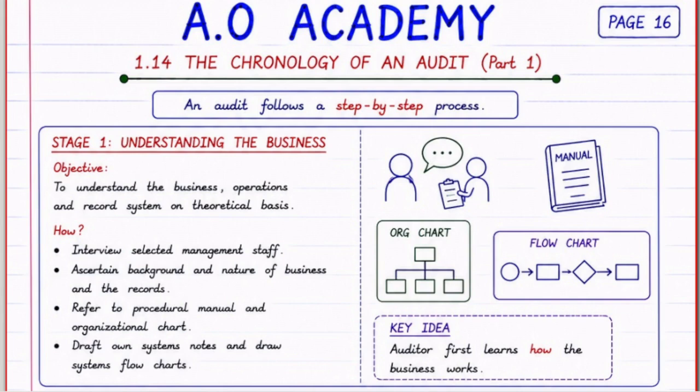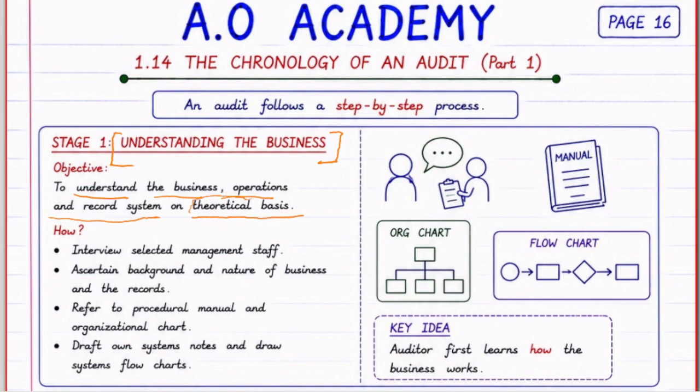So we have 8 stages, and we are starting with the first stage. As usual we have 7 slides in this video. This is the first slide, and it contains 4 stages of the step-by-step process. Stage 1 is understanding the business. What is the objective of stage 1? The objective is to understand the business operations and record system on theoretical basis.